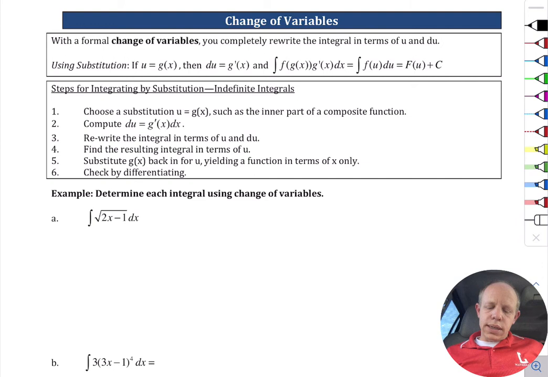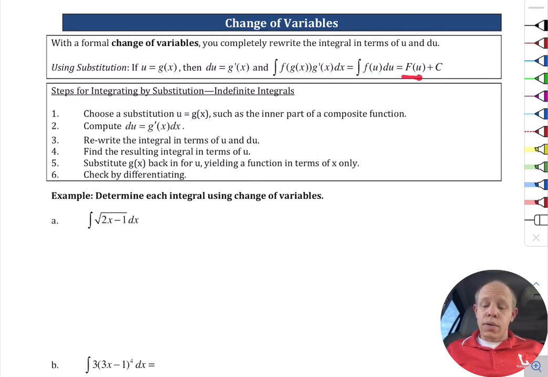So using substitution, if u equals g at x, so u is going to be that inner part, and then du is going to be g prime at x, then what we can do, instead of having f at g at x times g prime at x dx, which is what we were dealing with before, we're going to have a little bit simpler look, and it's just going to be f at u du, and then we just have the antiderivative of f at u plus c. So essentially it's the same thing, but when you're doing these steps, it's going to feel a little bit different. Okay, and this is actually a little more methodical and step by step.